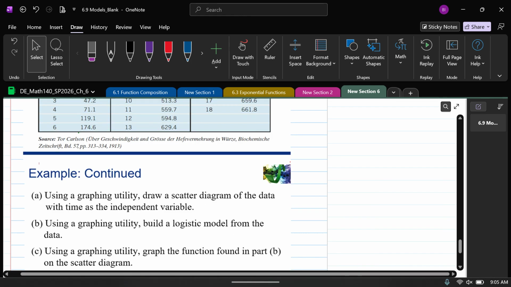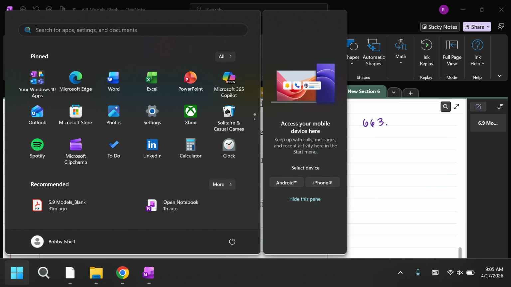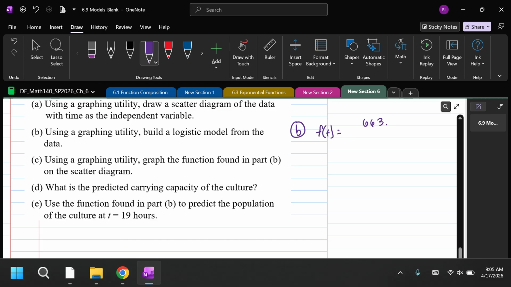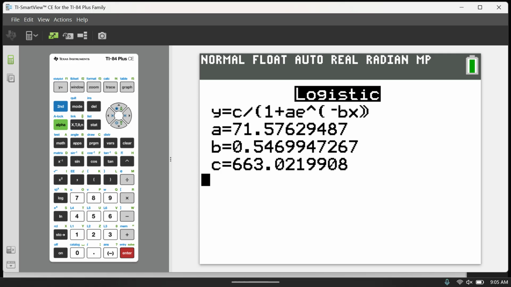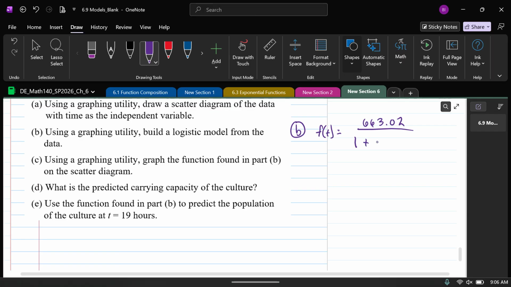So my logistic model for B part, I'll call this f of t equals 663.02 over 1 plus 71.58 e to the negative 0.5455 x. So there's our logistic model.